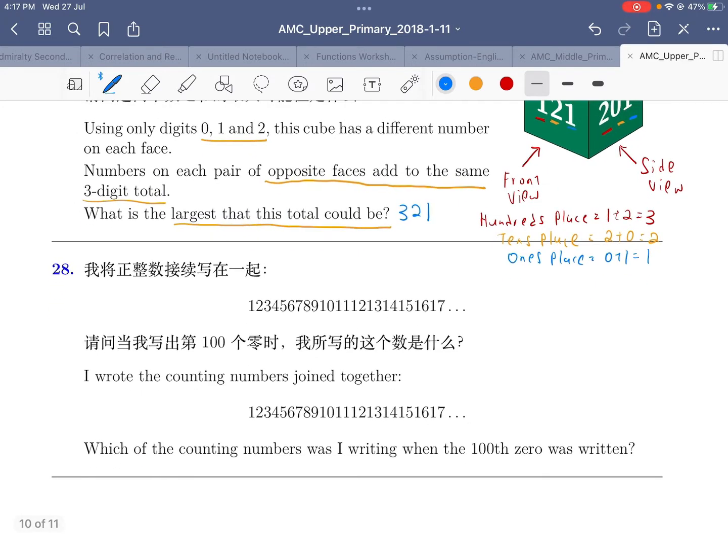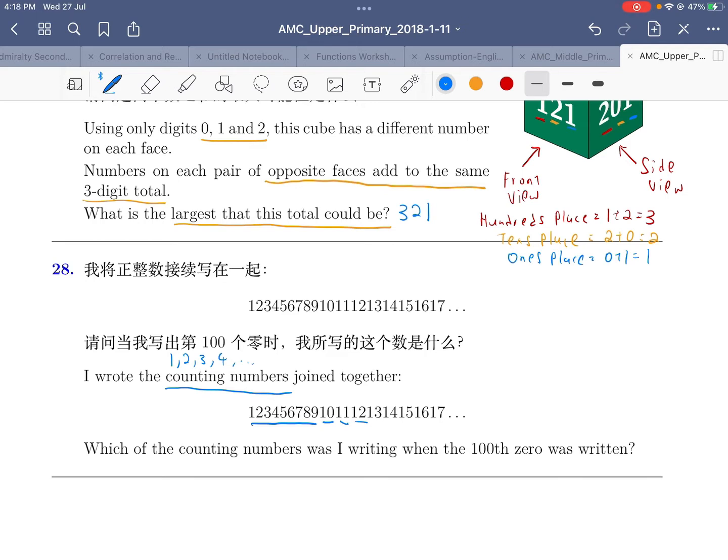Now, I wrote counting numbers joined together in this fashion. Some of you might be asking, what are counting numbers? Well, counting numbers are simply natural numbers, which begin with 1, 2, 3, 4, and so on and so forth. In this example, we have 1 all the way to 9 joined together. We have 10, 11, 12, 13, 14 joined in this fashion, and so on and so forth. So it's going to be a continuous number.